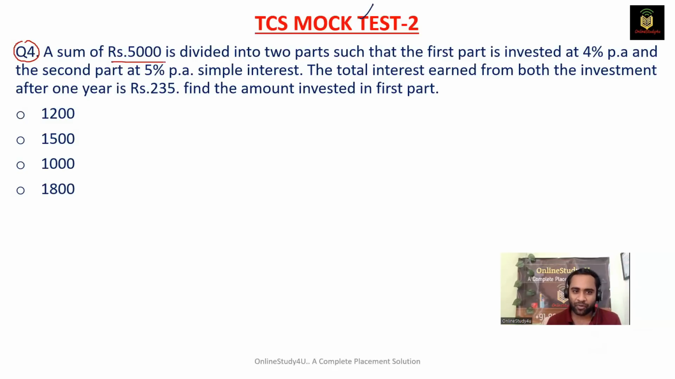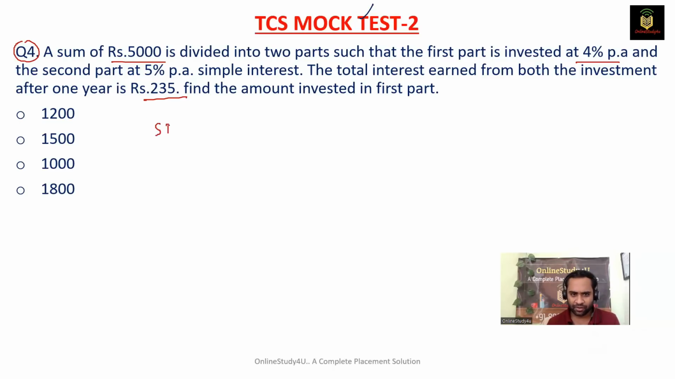Okay, a sum of rupees 5,000 is divided in two parts, such that the first part is invested at 4% per annum and the second part is invested at 5% per annum simple interest. The total interest earned from both the investments after 1 year is 235. Find the amount invested in the first part. This problem is very, very simple.